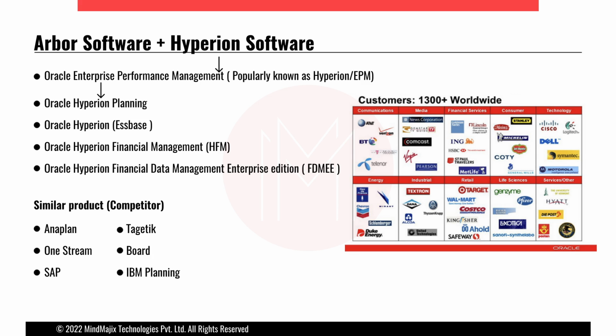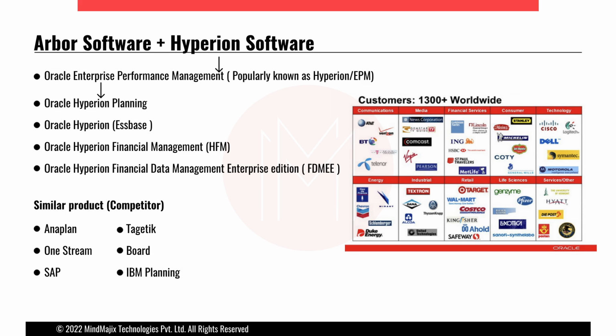So what is Hyperion? Inside Oracle Hyperion, there are various modules. Some of them I have listed here: Oracle Hyperion Planning, Oracle Hyperion Essbase, Oracle Hyperion Financial Management, which is popularly known as HFM, and Oracle Hyperion Financial Data Management Enterprise Edition, which is popularly known as FDMEE. These terms, Essbase, HFM, FDMEE, planning, you will hear in our training, and also in the corporate world. Today's demo is specific to Hyperion planning, what the course structure is, and how the training is going to look.